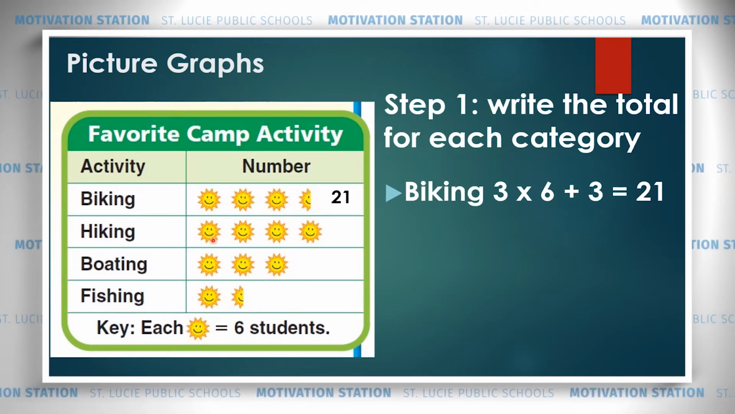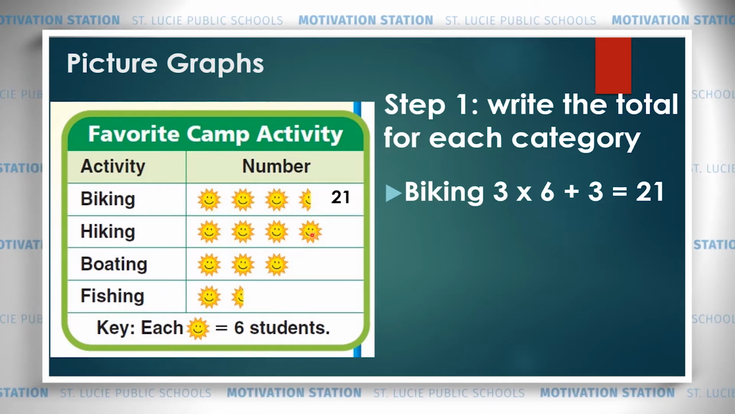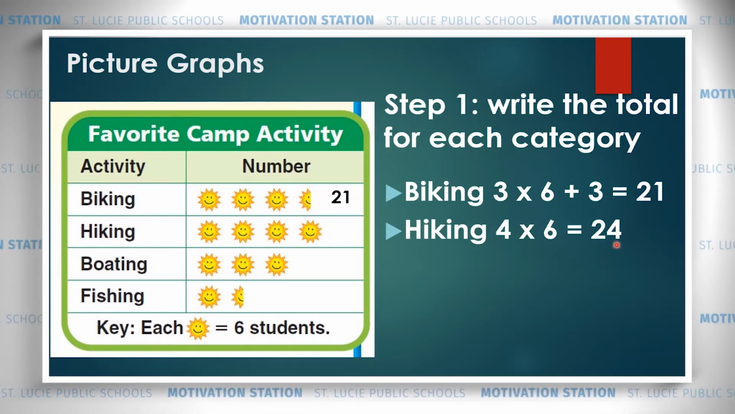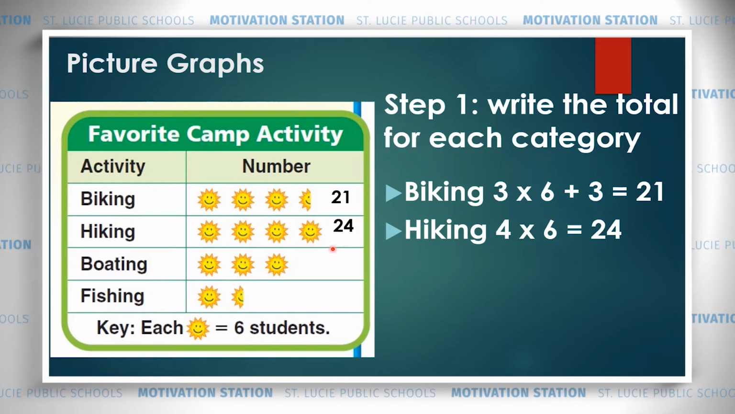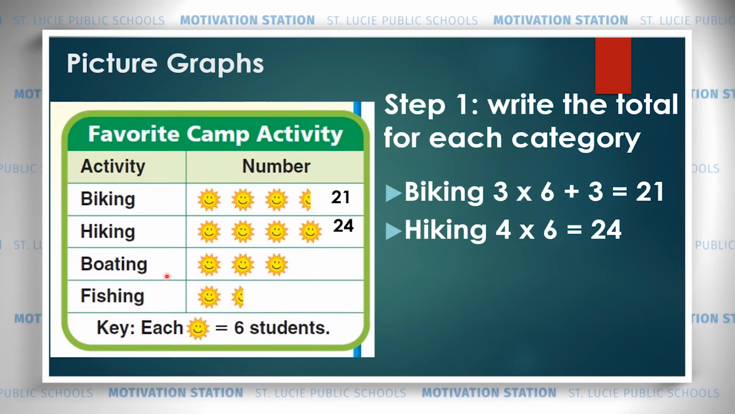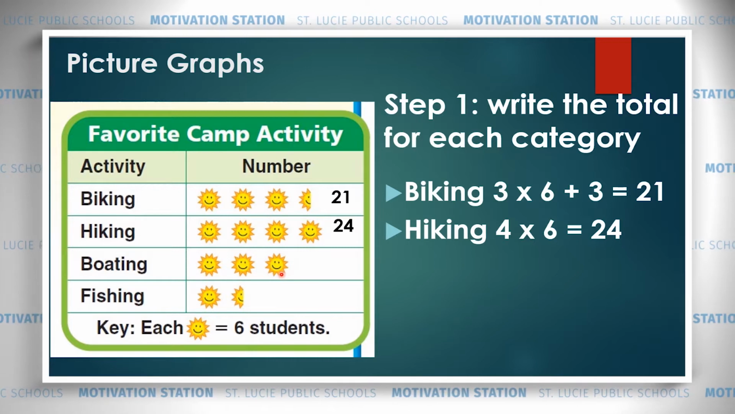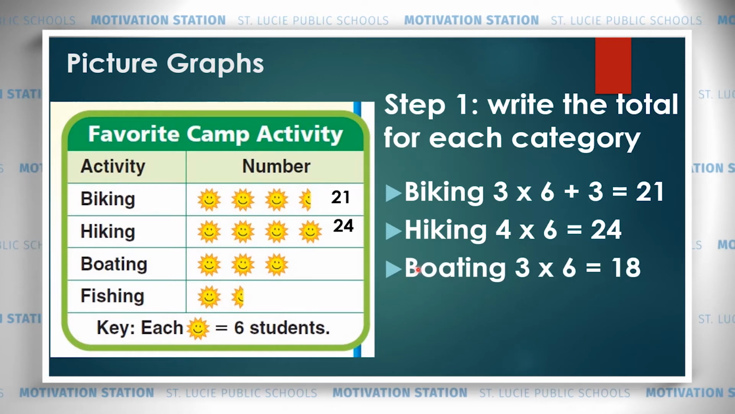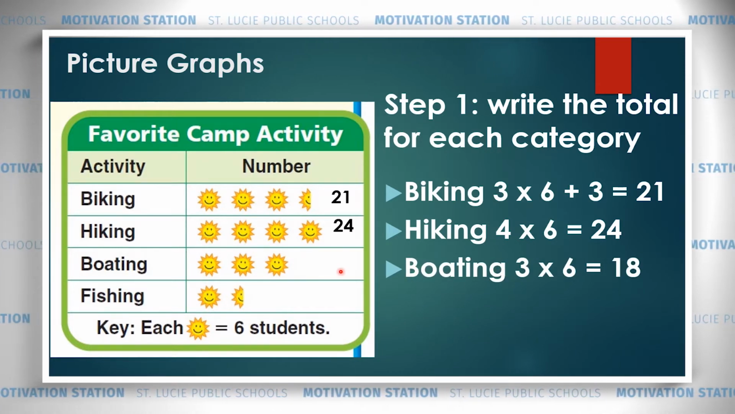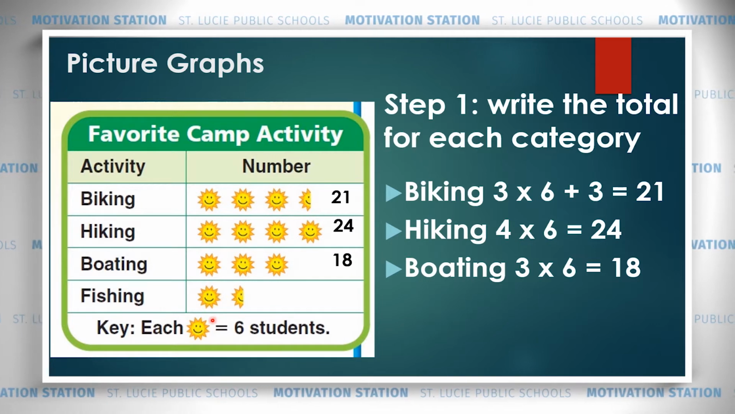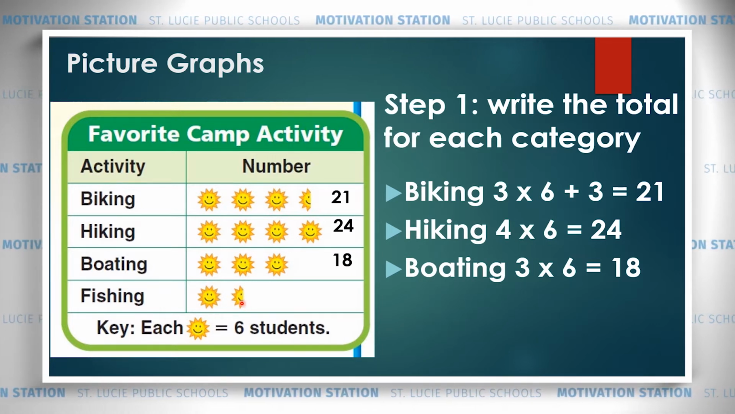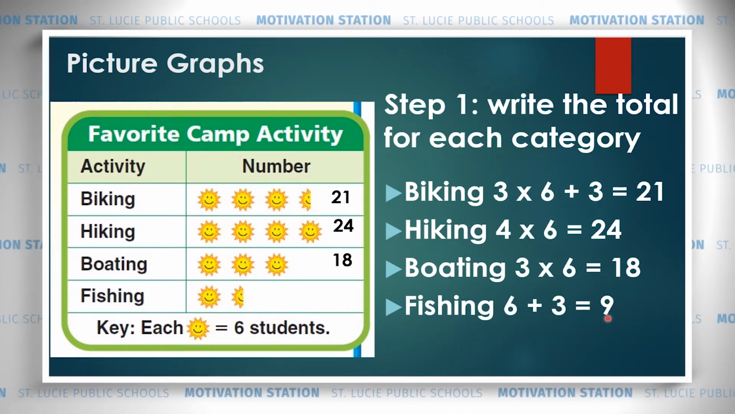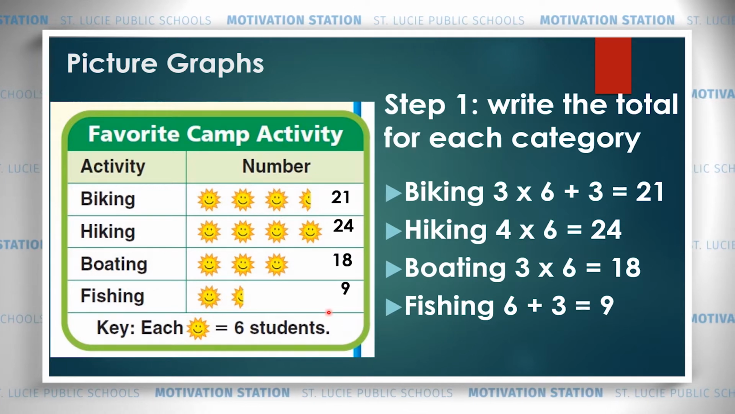Hiking has 1, 2, 3, 4 whole sunshines, and 4 groups of 6 equals 24. And we write 24 at the end of the row. Boating has 1, 2, 3 whole sunshines, and we've already done 3 groups of 6 and got 18, so boating has 18. Fishing has 1 whole sunshine and 1 half sunshine, so we can just have 6 plus 3 and it equals 9. So fishing got 9 votes.